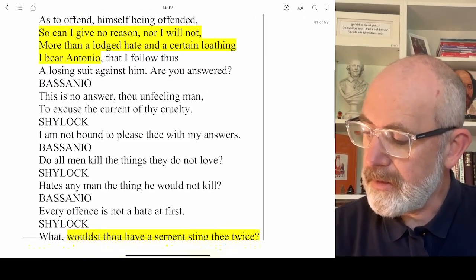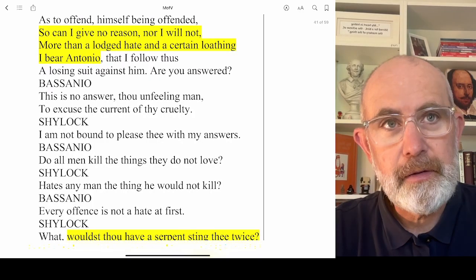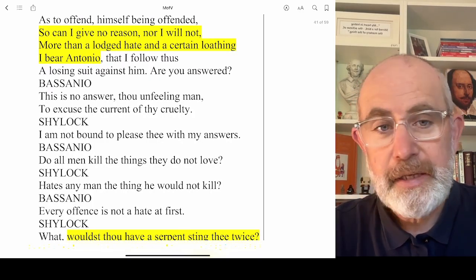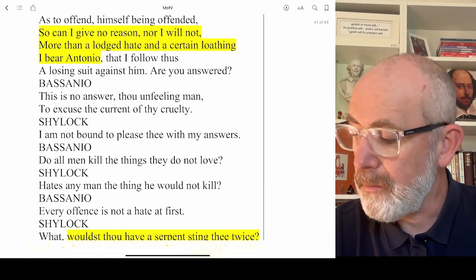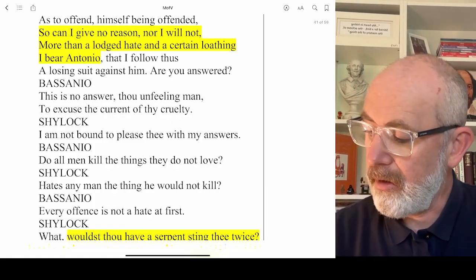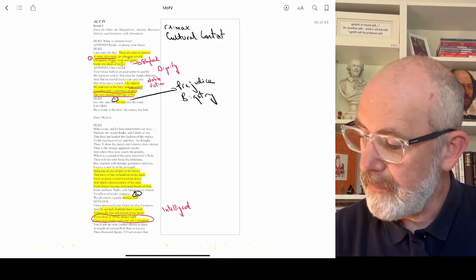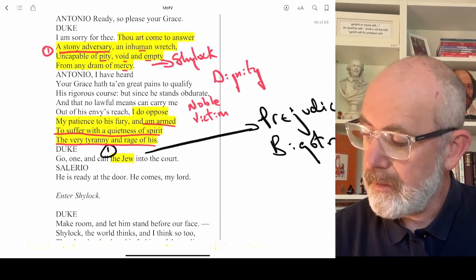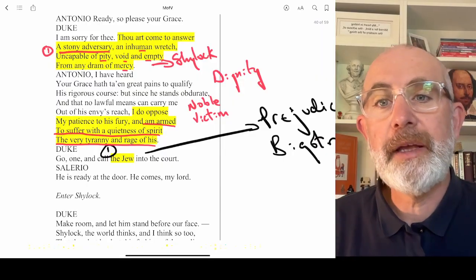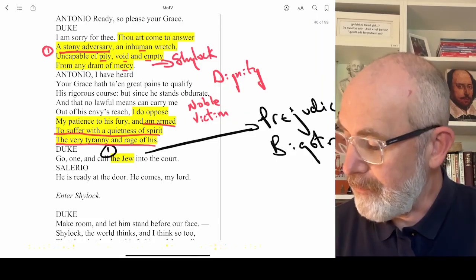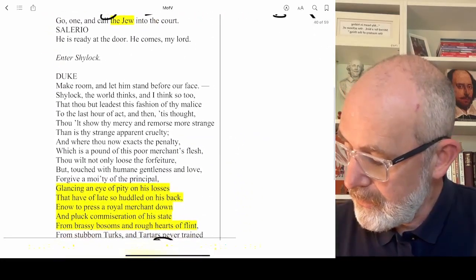And when Shylock is explaining his determination, he says, "I can give no reason, nor I will not, more than a lodged hate and a certain loathing I bear Antonio." Now we're thinking about quotes to learn. I think "the stony adversary, an inhuman wretch, incapable of pity, void and empty from any dram of mercy" is a great one to do.